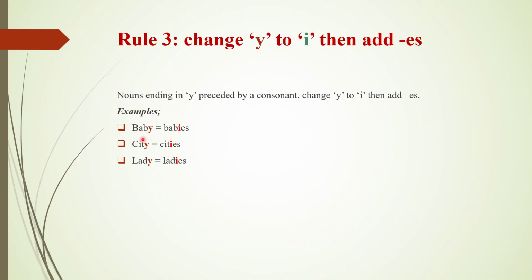In the word baby, baby ends in y, but the y is coming after b, which is a consonant, so we change the y to i to form babies. Then in the word city, we can see y coming after t, which is a consonant, so you change the y to i to form cities. In the word lady, the word ends in y, but it is coming after the consonant d. So therefore we change the y to i, then form ladies after adding es. Sorry.